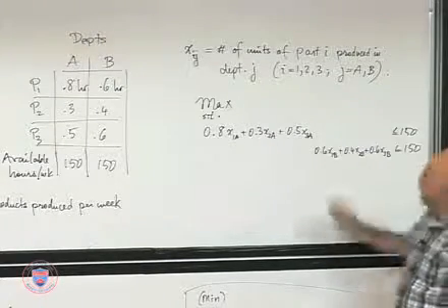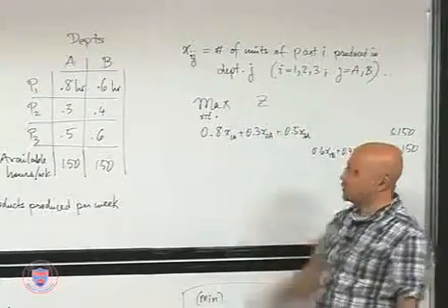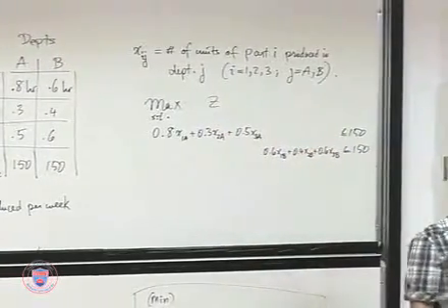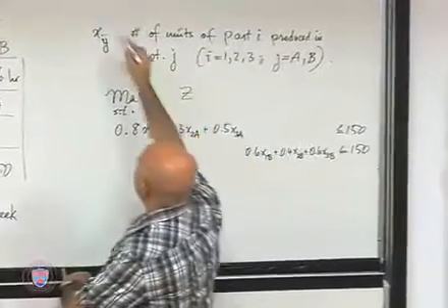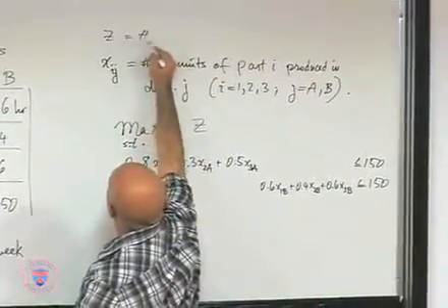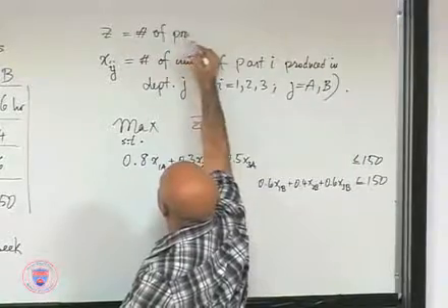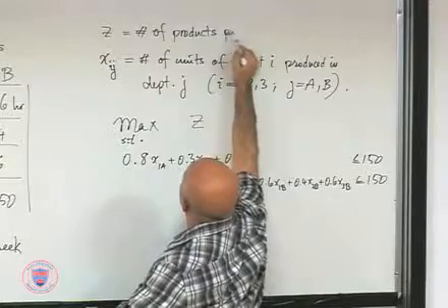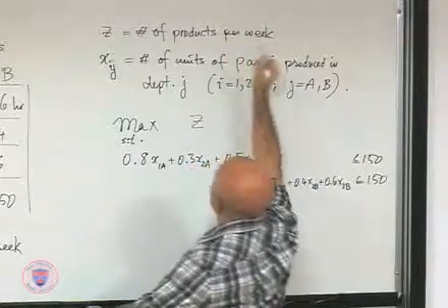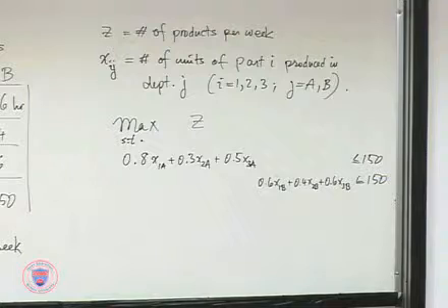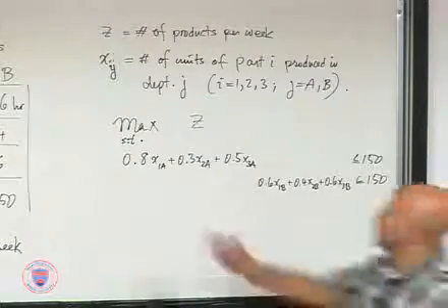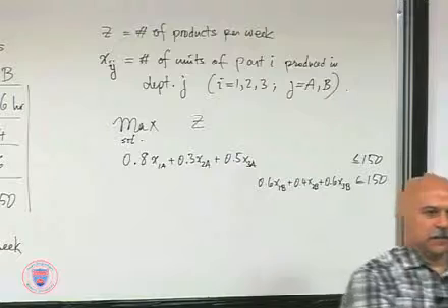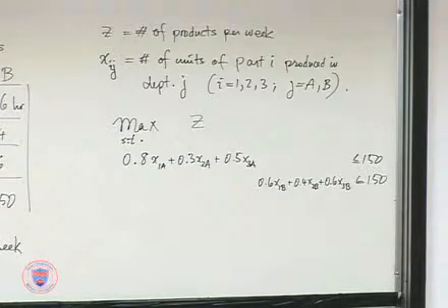And I'm going to maximize the number of products, which is z. Let's just call it z. So there's another variable here, z, which is your number of products produced per week. Now, what's the relation between the number of products per week, z, and the units you produced of these parts, xij's?